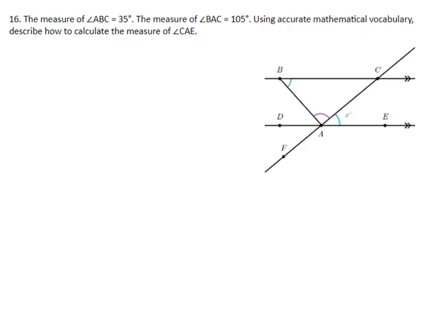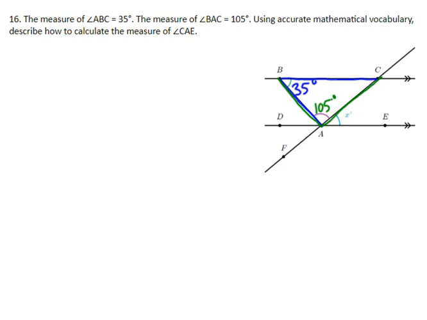All right, number 16, you need to use accurate mathematical vocabulary to be able to get the value of x. I'm going to start by labeling the stuff that they gave me. So ABC is 35 degrees. And then if I trace BAC, that's going to be 105 degrees. So what I'm going to do, there's two options.